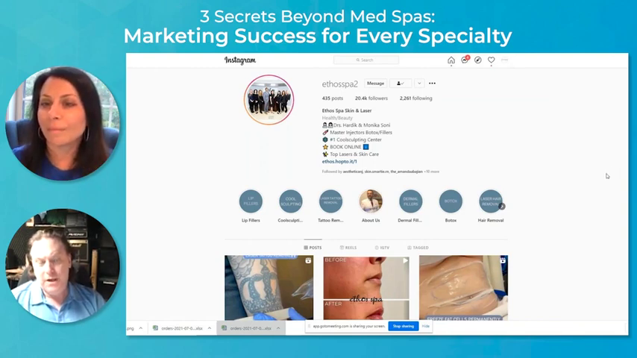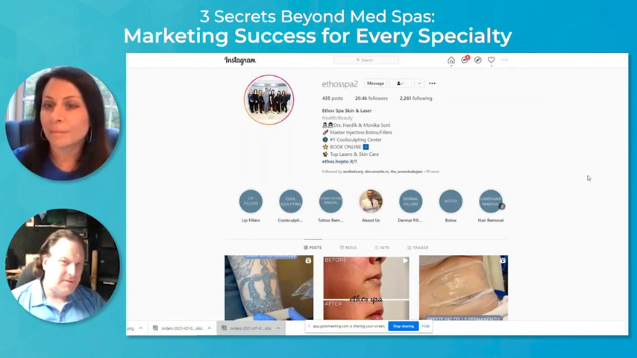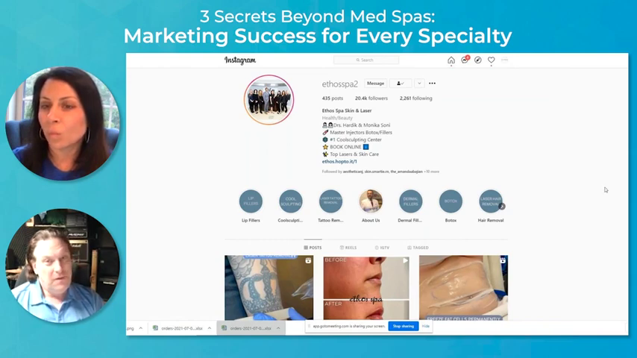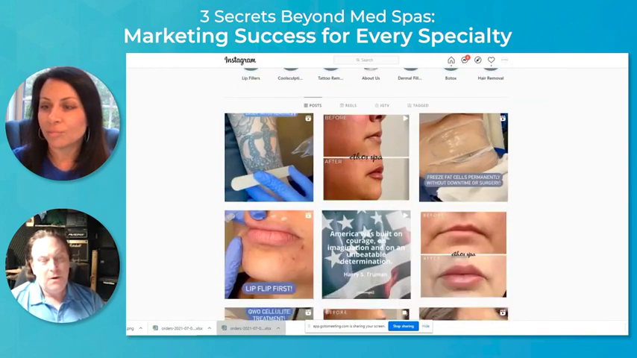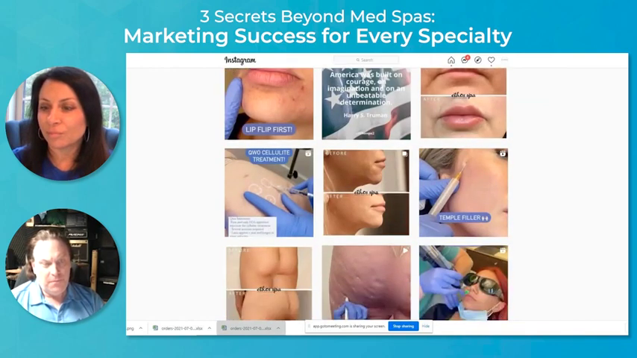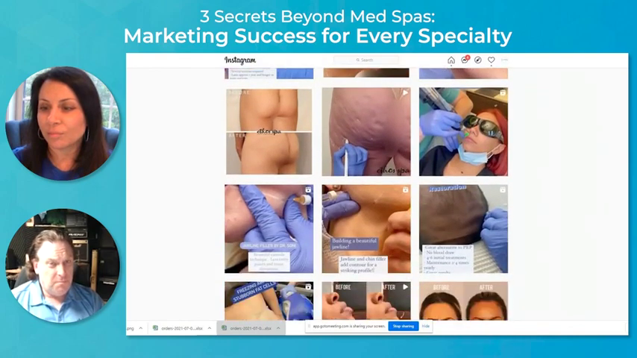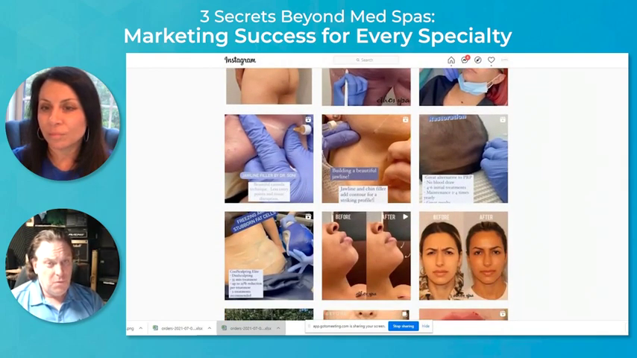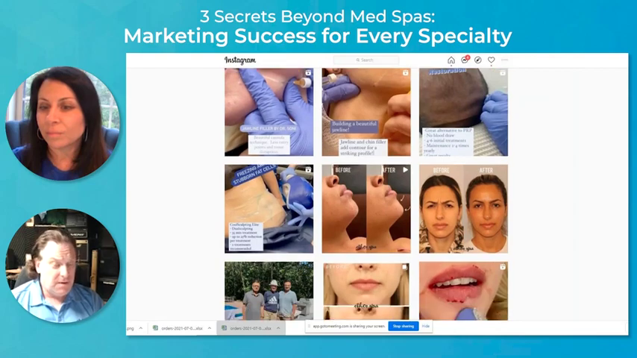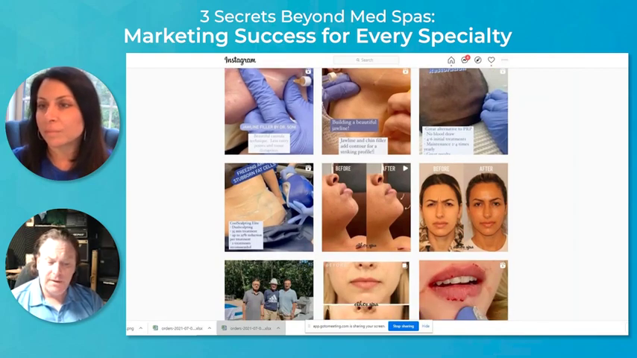If you are in aesthetics, let's just say that category, you know where these people are, they're looking at pictures. Where else do you look at pictures and videos? It's Instagram. Obviously, within the framework of Facebook, it's a part of Facebook's algorithm with the ad spend, but it's separate in the organic space. So let's talk a little bit about that.